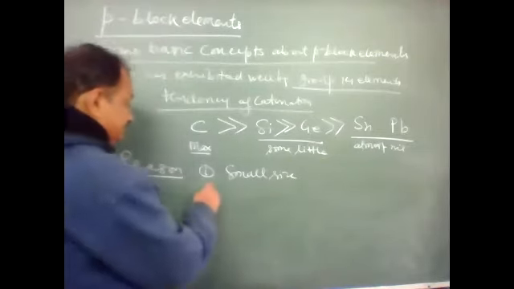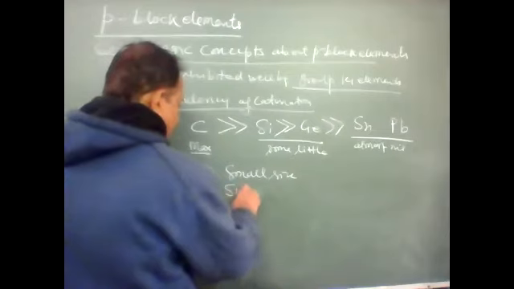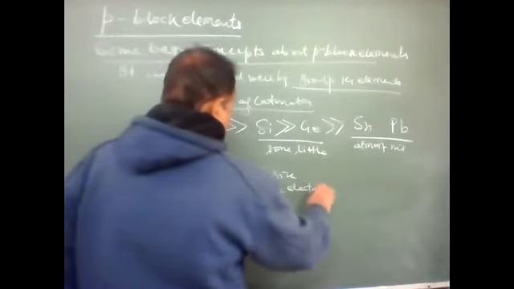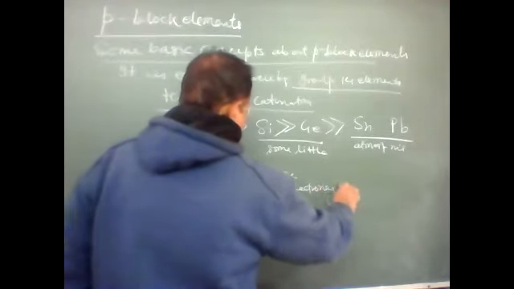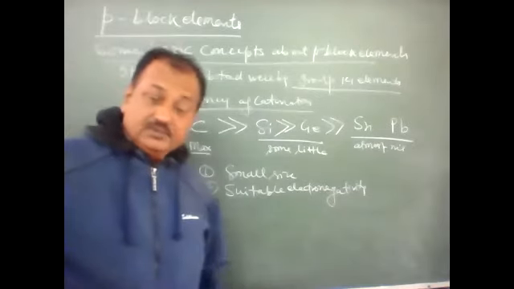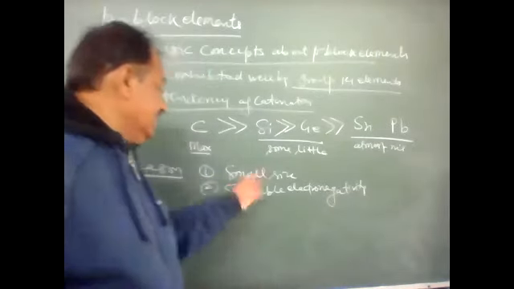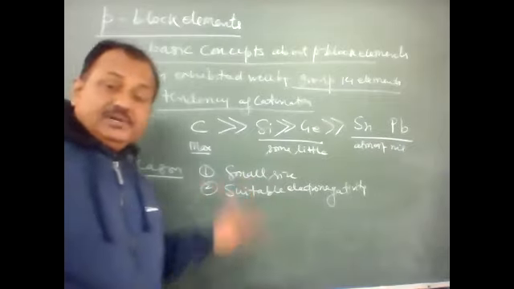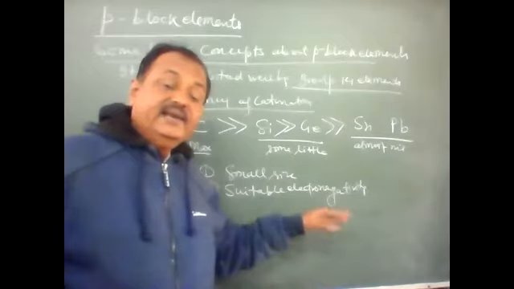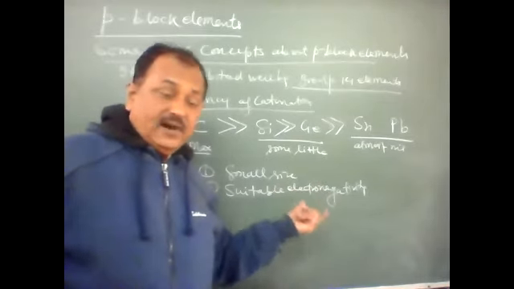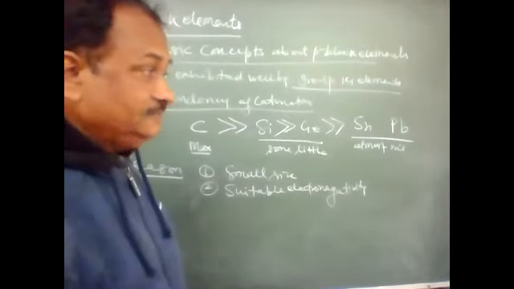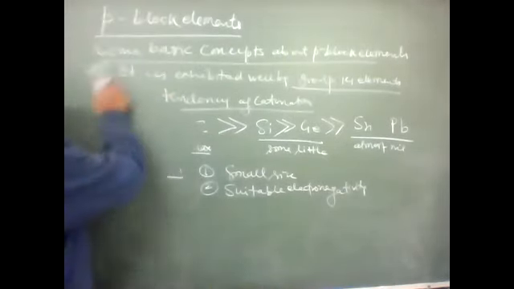So a small size, suitable electronegativity. Suitable electronegativity is there. So electronegativity means no tendency to gain the electrons, so electrons are shared, and as a result, catenation is maximum. So these are the two very important parts about catenation, the reason and so on.